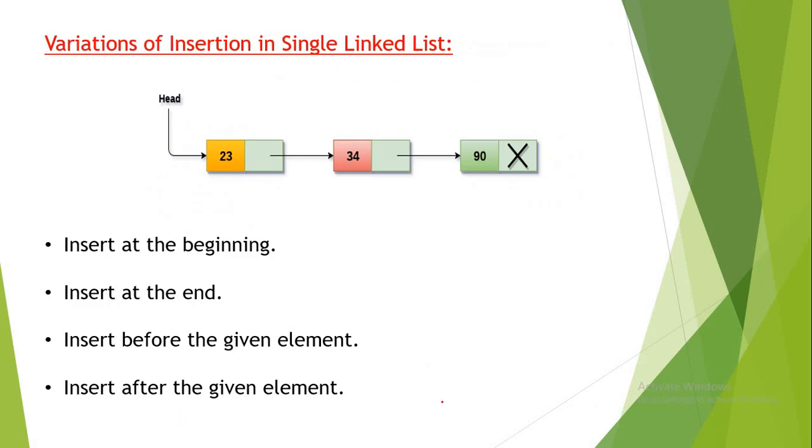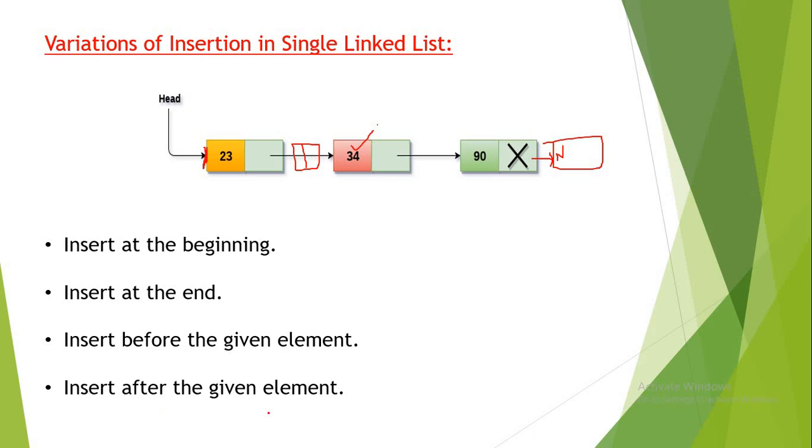So these are the variations of insertion in the single linked list. Consider this is your linked list with head and the last node pointing to null. I can insert a new node at the beginning, that is at this position, or at the end here in this position, or insert before a given element. Suppose my key element is 34, I can insert a new node here. This is also possible in a linked list.